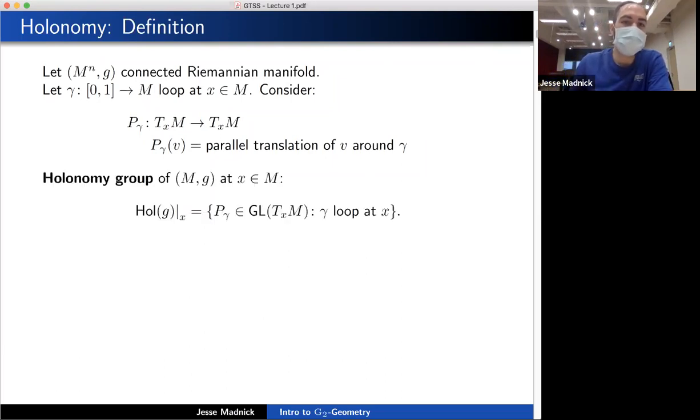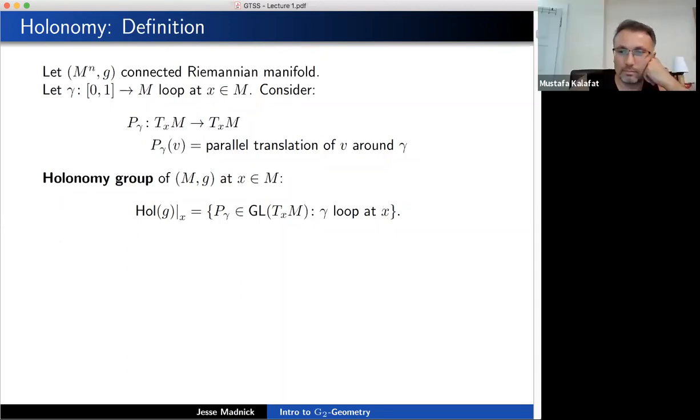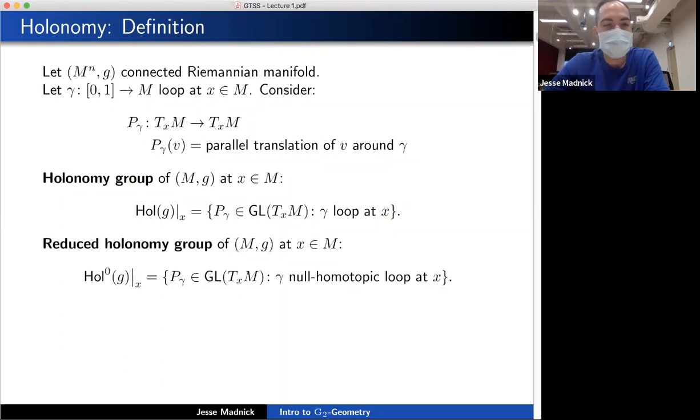And you can collect these parallel translation maps into a set. So you can look at the set of all parallel translation maps where gamma ranges over all possible loops at x. And this set is not just a set, as I'm going to explain, it's actually a group, and it's called the holonomy group of g at x. It records both geometric information as well as topological information. But if you're a geometer, maybe you're only interested in the geometric information, and you can kill the topological information by removing any contributions from the fundamental group. So this is the concept of the reduced holonomy group, where you only consider loops which are null homotopic.